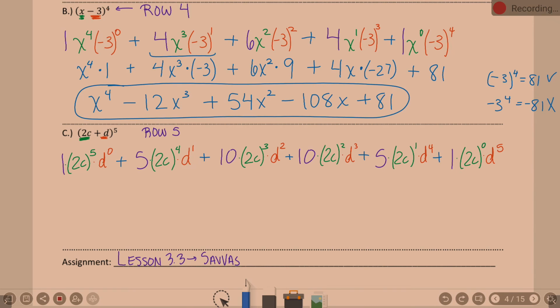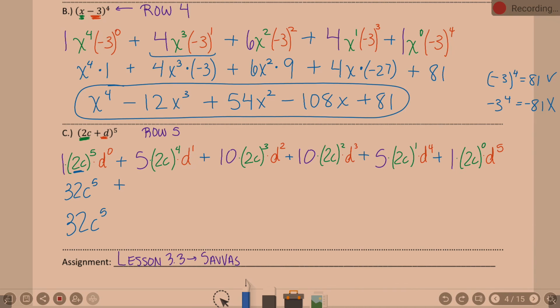It's not 2c to the 5th. That would be 32c. This whole 2c has to be raised to the 5th power. Okay, so we're taking that 2 and raising it to the 5th. And 2 to the 5th is going to be 32. And we're also doing c to the 5th. So 32c to the 5th. What about d to the 0? It's a 1 officially, right? Which we don't need to write. So this term is just going to be 32c to the 5th. Okay, next one.